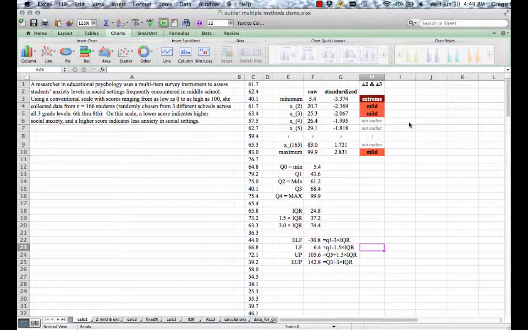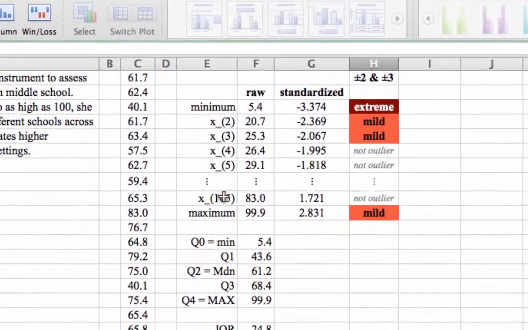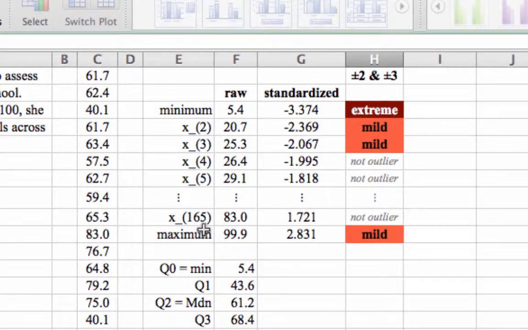As can be seen here, the values are in column C. The values have been ranked from the minimum to the maximum. The common notation when you've ranked data is to list it as X sub parenthesis 1, X sub parenthesis 2, etc., all the way up to the maximum value. In this case, the minimum value is 5.4. The Z-score for that value is negative 3.37, which would be classified as an extreme score.